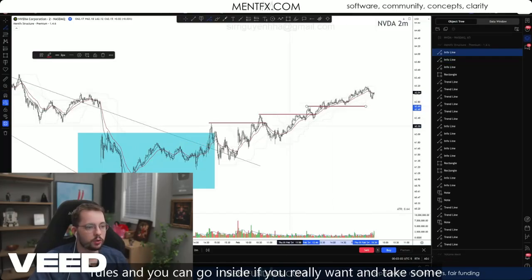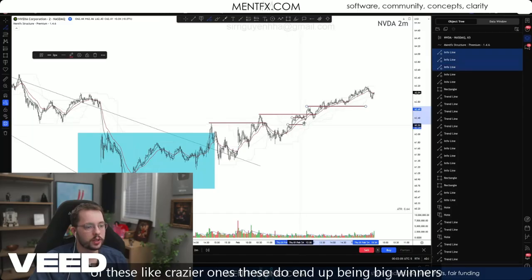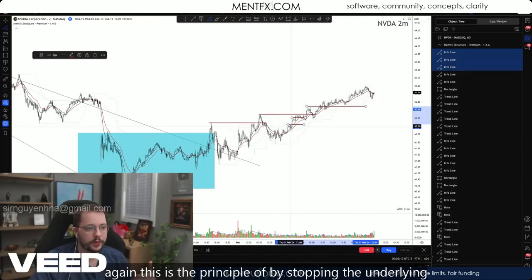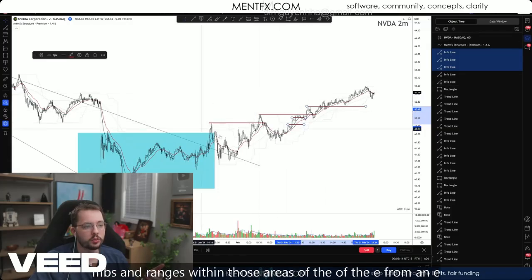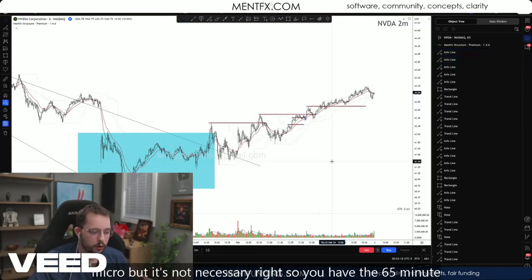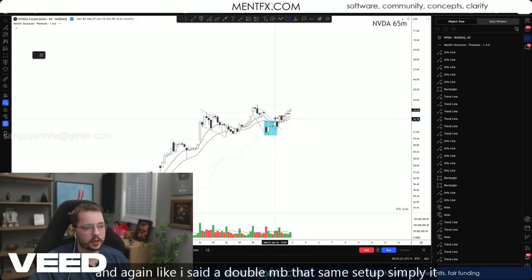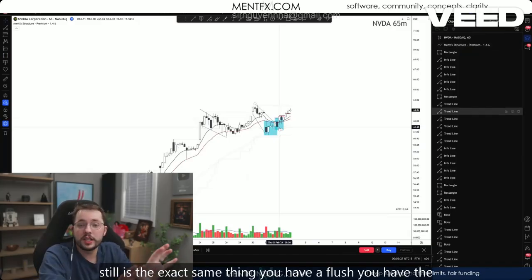And you can go inside if you really want and take some of these crazier ones. These do end up being big winners, but I don't know if you would have ended up taking them. But again, this is the principle of buy stopping the underlying MBs and ranges within those areas of the E from an E micro, but it is not necessary, right? So you have the 65-minute, and again, like I said, a double MB, that same setup. It still is the exact same thing.